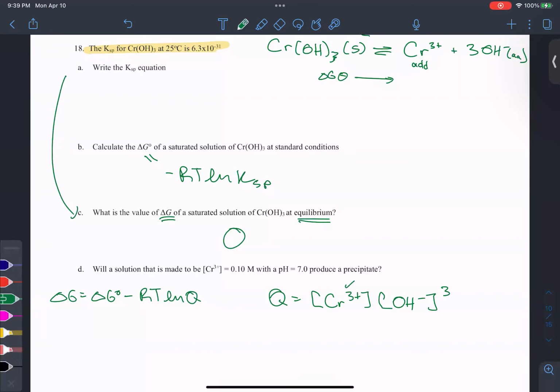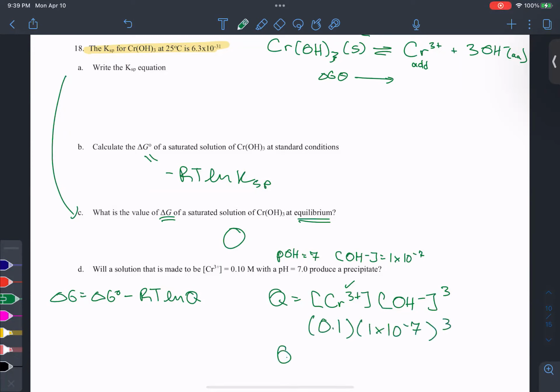We have all the information we need to calculate Q. Chromium, we have that. But what about hydroxide concentration? I give you pH, so that means POH is 7, which means hydroxide concentration is 1 times 10 to the negative 7. So you just plug all those numbers in and get a Q value. So chromium is 0.1 molarity, 1 times 10 to the negative 7 molarity cubed. Q is equal to, I don't know, 1 times 10 to the negative 22.